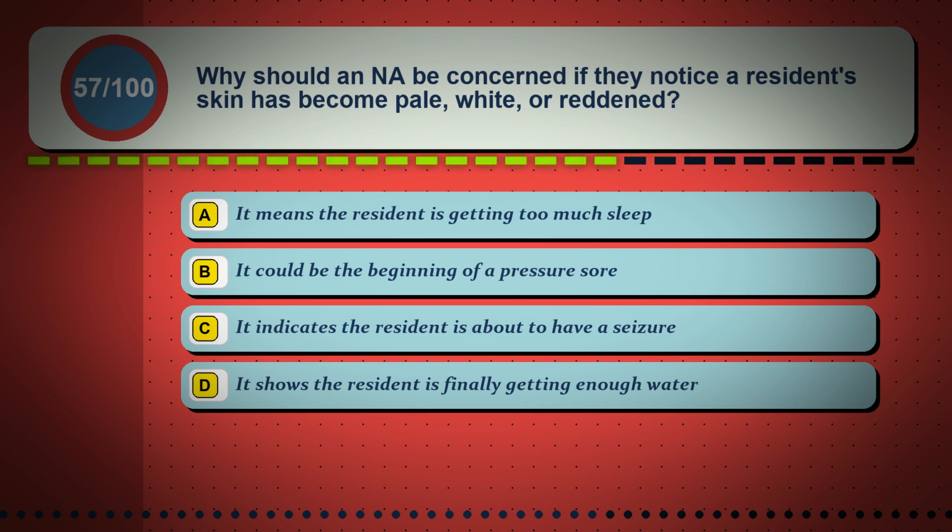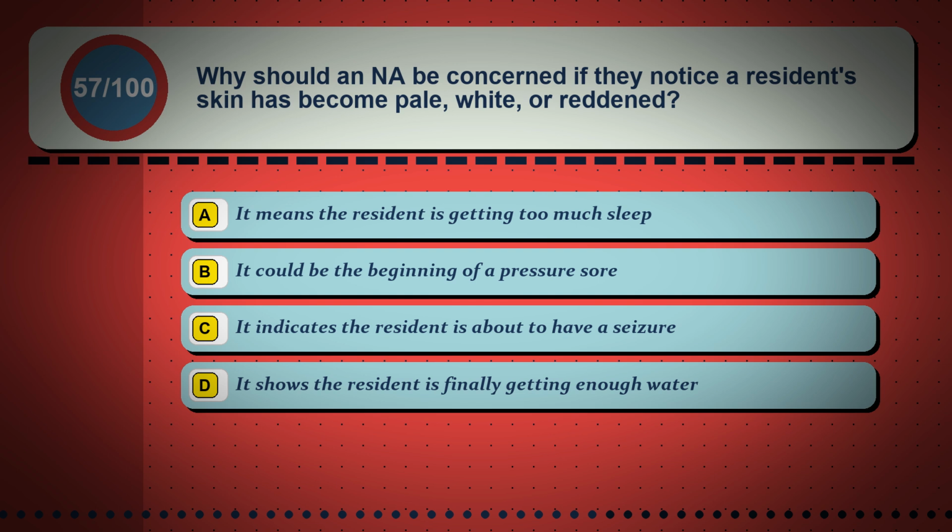Option A. It means the resident is getting too much sleep. Option B. It could be the beginning of a pressure sore. Option C. It indicates the resident is about to have a seizure. Option D. It shows the resident is finally getting enough water.